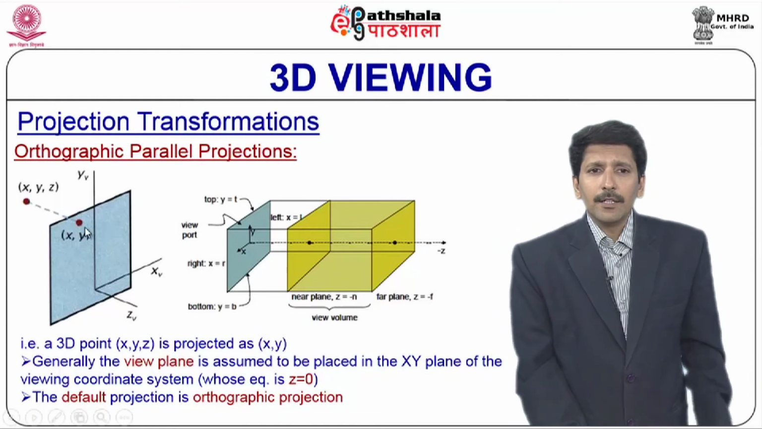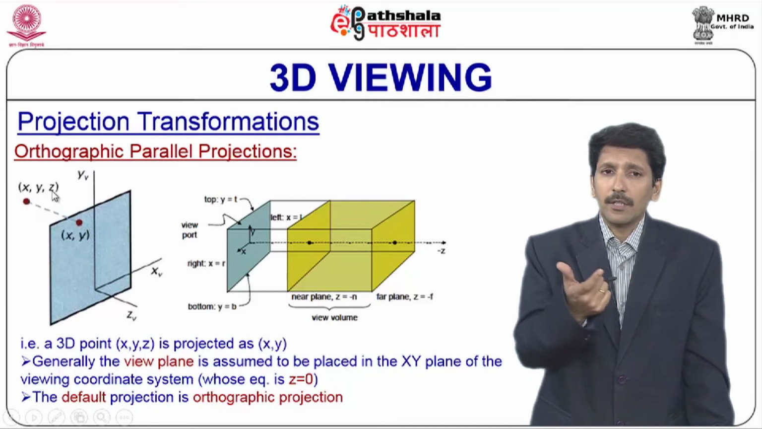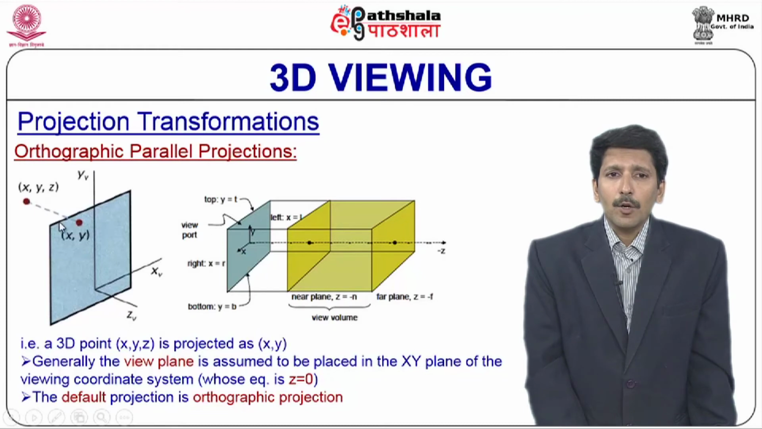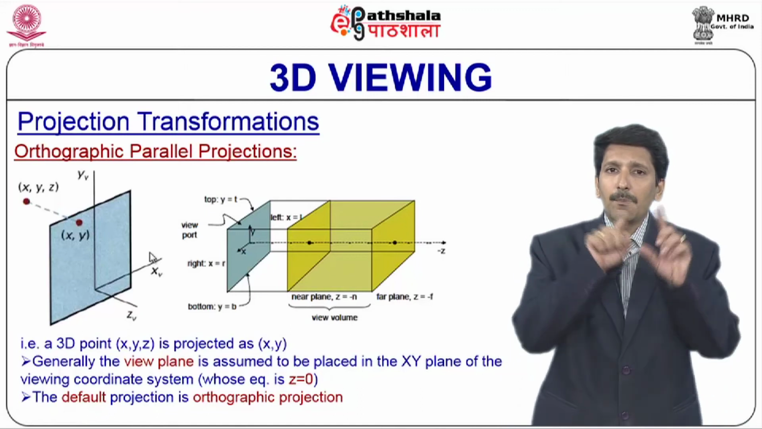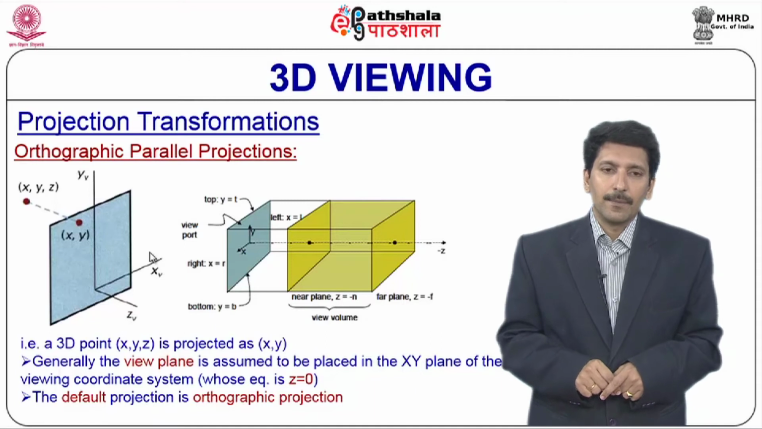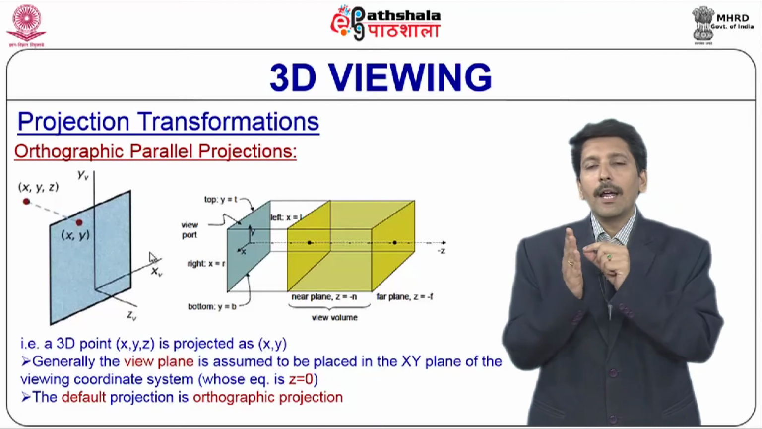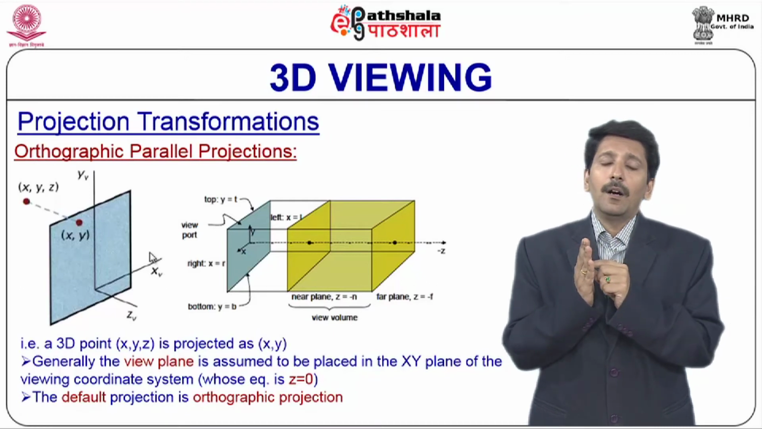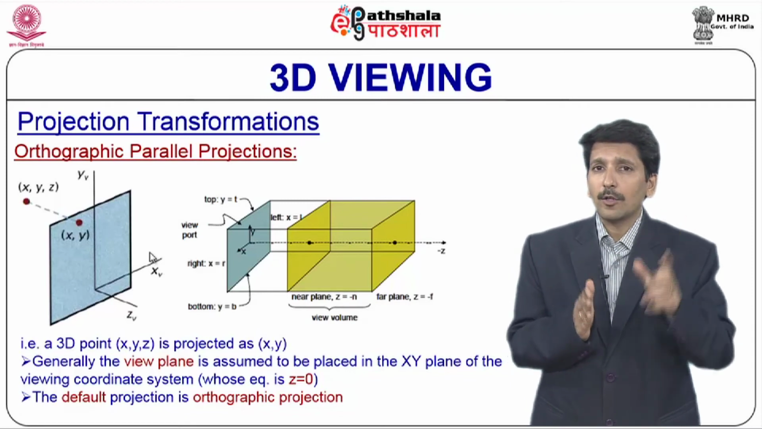And imagine this x, y, z is a point in 3D space. Any point in 3D space has 3 coordinates. It is now projected onto the view plane. The view plane is simply a finite plane within the xy plane of the viewing coordinate system. So, x, y, z is a point in 3D space and it is projected onto a plane, and what will its coordinates be after projection? Now, the projection is orthographic.